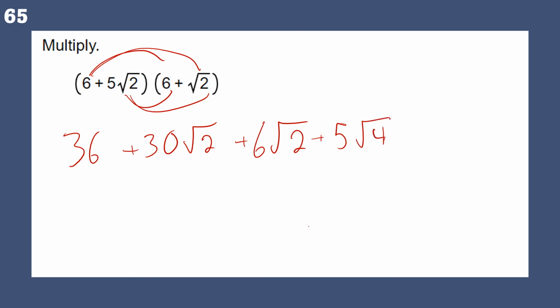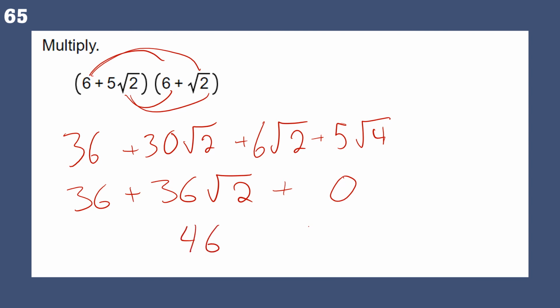Now, as we start to think about how we can combine these, we end up with 36 plus 36 root 2. Those can't combine because just because the 36s matched, the square root of 2 didn't. And then you'll notice 5 square root of 4. Isn't that the same as 5 times 2 or 10? So our final answer ends up being 46 plus 36 square root 2.